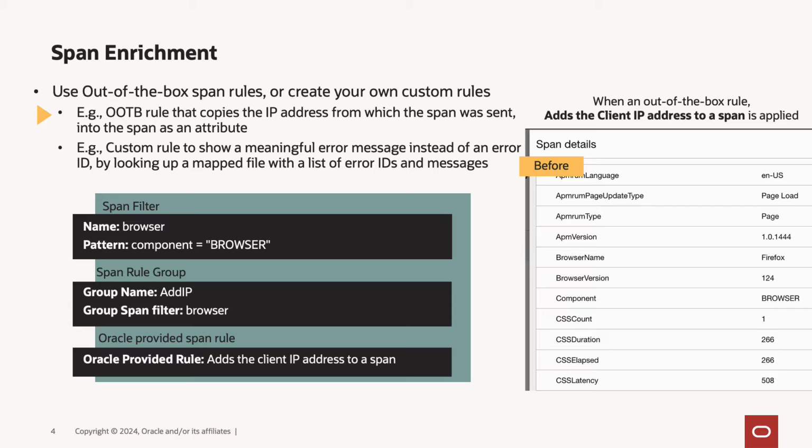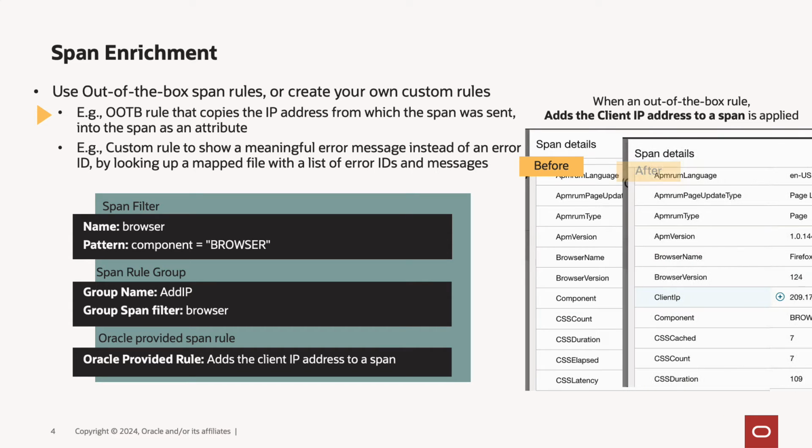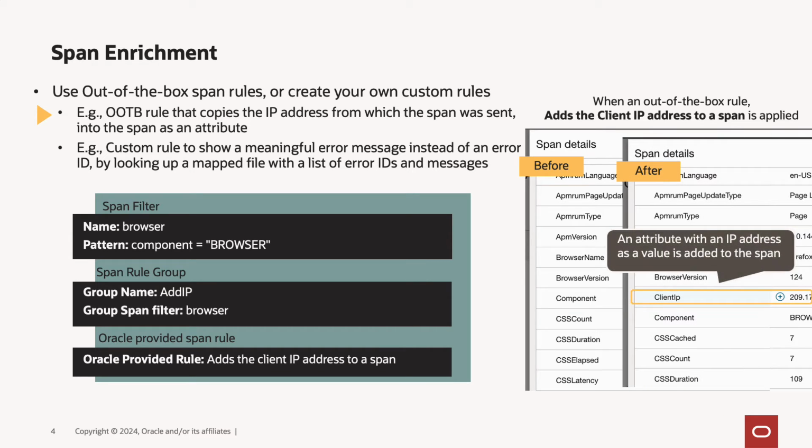The right-hand side of the screen shows the span details view before the rule was applied. Once the rule is saved, wait for some time for a few transactions to run, and the data gets populated. Soon you will see an attribute added to the span, which is called client IP, with a client IP address as a value. You can also create your custom rules to solve a variety of problems.